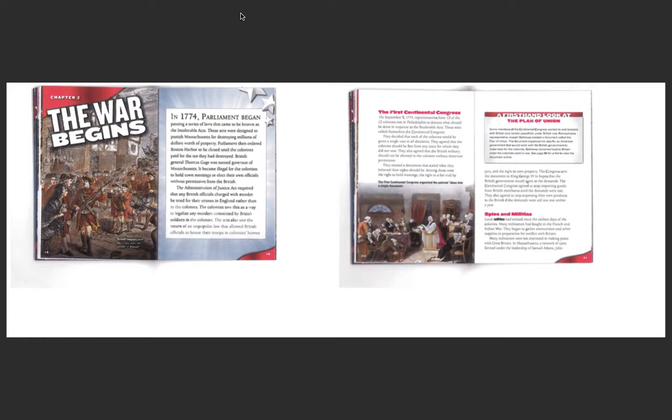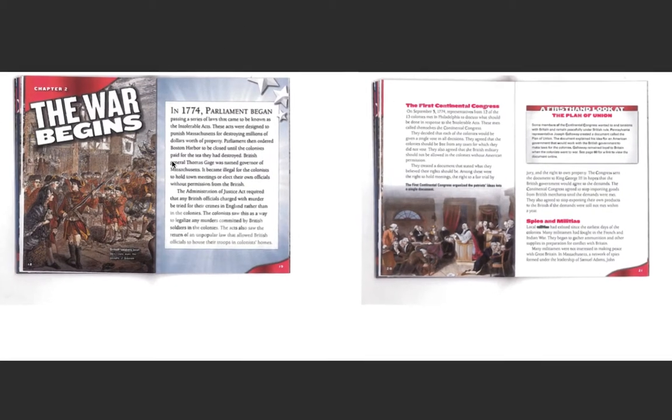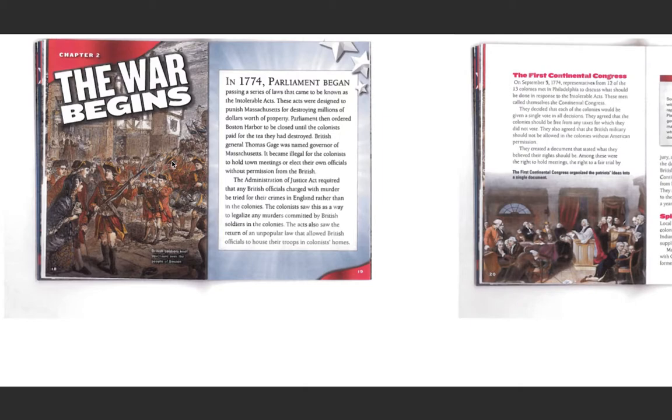We left off yesterday with the Boston Tea Party, where colonists threw tea into the water because they were angry with the tax. Chapter 2. The War Begins. In 1774, Parliament began passing a series of laws that came to be known as the Intolerable Acts. These acts were designed to punish Massachusetts for destroying millions of dollars worth of property.